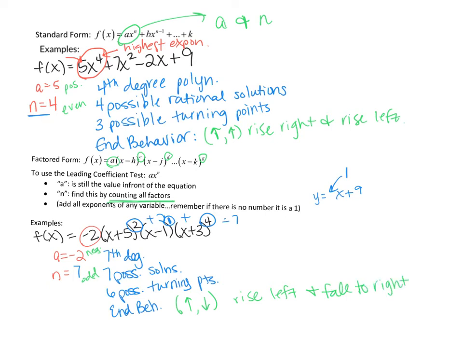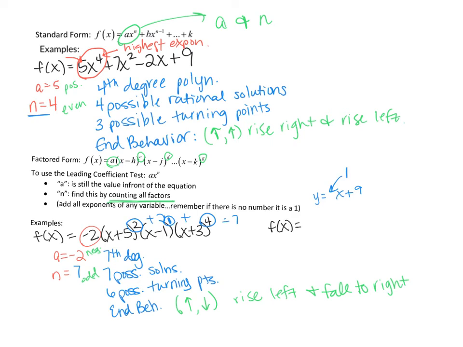Okay. So the describing is not the issue when we're looking at factored form. It's really making sure that we get the n correct. So I want to do one more where we just find the a and the n to make sure that we really understand what's happening.